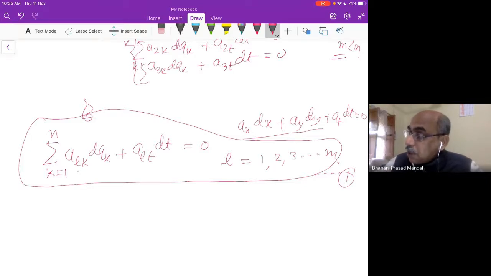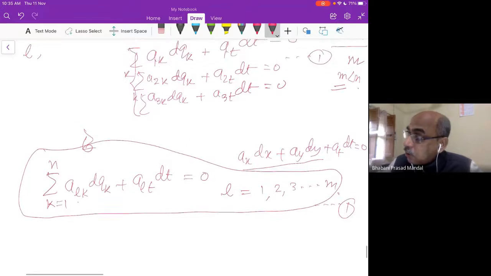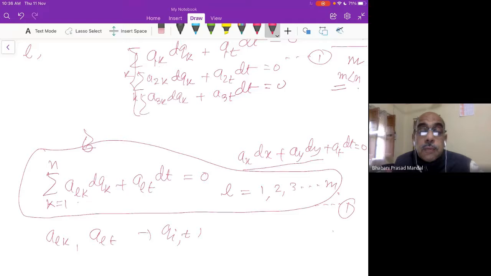I hope everybody has understood that for l equal to 1, I'll get this first equation. For l equal to 2, I'll get this equation. For l equal to 3, I'll get this. Similarly, m such equations will be there, and every equation is summed over the possible number of generalized coordinates. So this equation 1 is important for us, and the coefficients a_lk and a_lt can also depend on q_i and t, in general. So this is most general.